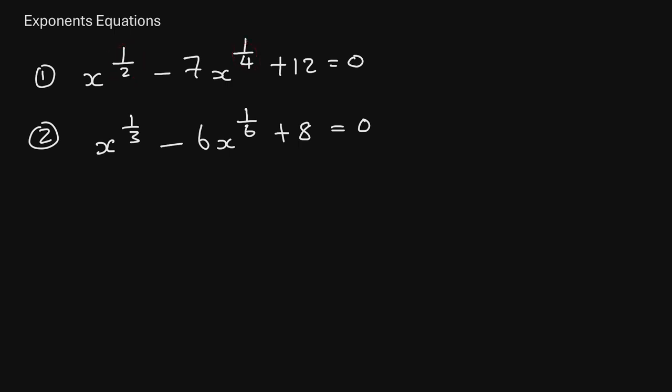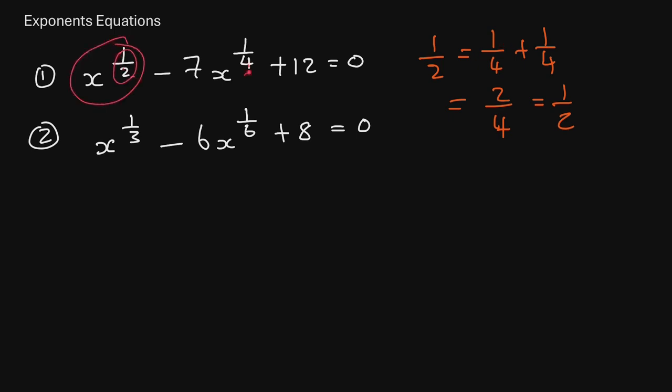So we know that 1 over 2 is the same thing as 1 over 4 plus 1 over 4. Because now if you add this, remember if you have the same denominator, you can add the top. So this is just going to be 2 over 4. And then 2 over 4 is the same thing as 1 over 2. So this means we can write 1 over 2 as 1 over 4 plus 1 over 4. So that's the first thing that we do. We just change the exponents so that they are the same. So this 2 here can be written as 1 over 4. So that is what we do.